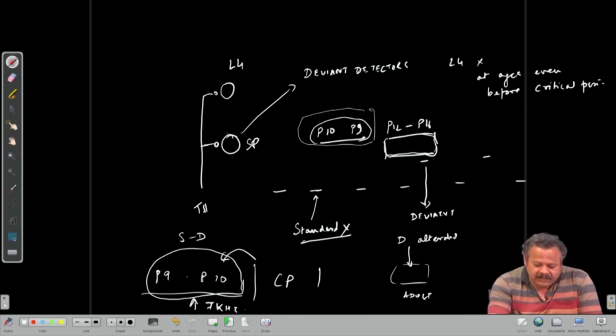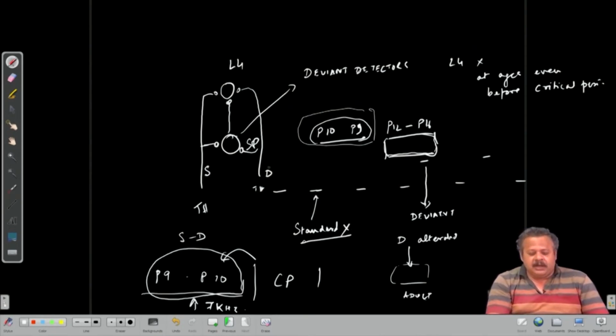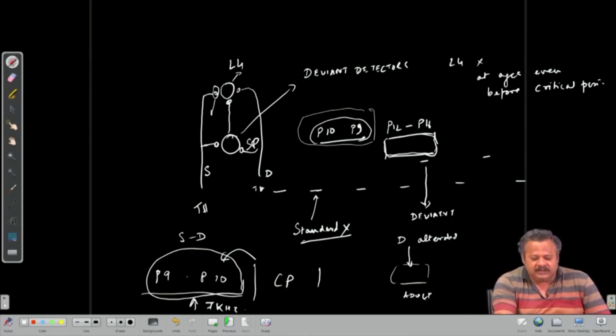So, the idea here is that if we now consider that there are two inputs onto the subplate and layer 4, and consider competition between the two, let us say this is the standard and this is the deviant frequency that is presented. Then the standard is unable to drive the layer 4 neuron, and so this synapse weakens, and the deviant frequency 7 kilohertz, in this case the deviant, this synapse strengthens.